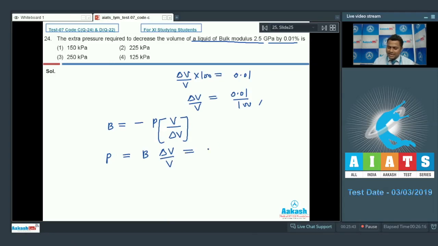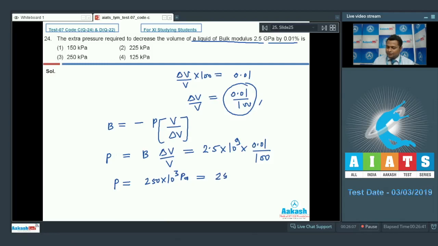Let's plug in the values. B has value 2.5 gigapascal. So 2.5 into 10 to the power 9 pascal multiplied by delta V by V. Already we have taken 0.01 whole divided by 100. And after solving, we'll get the magnitude of pressure P as 250 into 10 to the power 3 pascal. That is 250 kilopascal. So this is our final answer. And if we go for the options, we can say that option number 3 is absolutely correct.